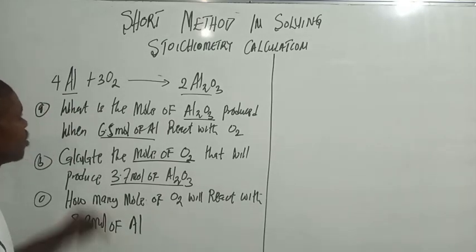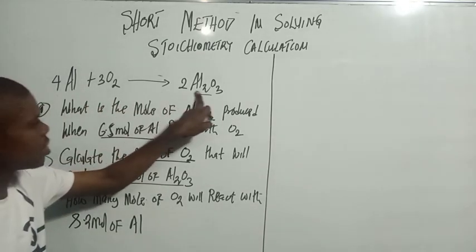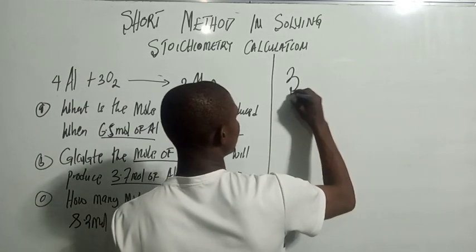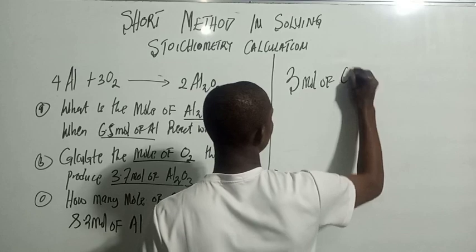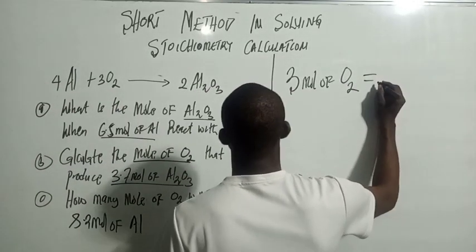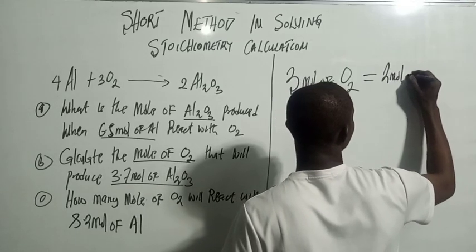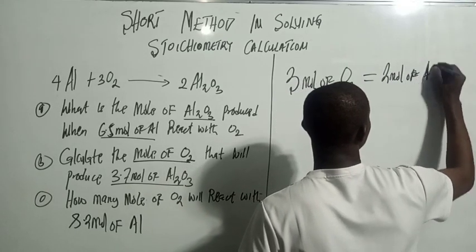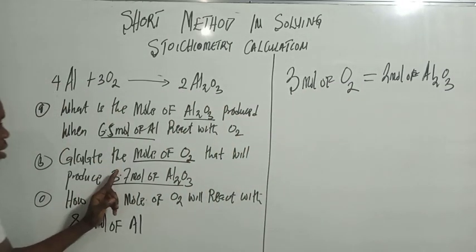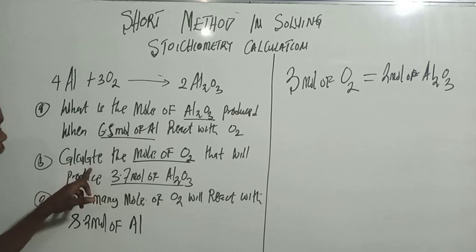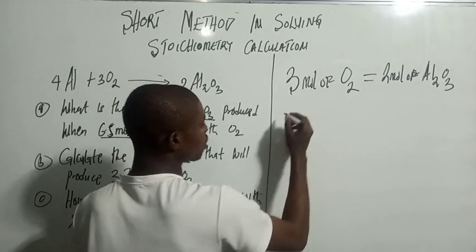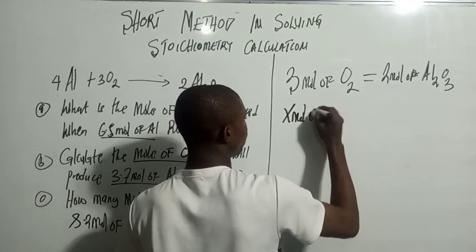So for the balanced relationship, how many moles do you have here? Let me write it out. Here we have 3 moles of O2, oxygen gas, is equal to 2 moles of Al2O3. Can you see that? Now they ask us to calculate the moles of O2. So here, because this is what they asked us to look for, it's going to be x moles of O2.